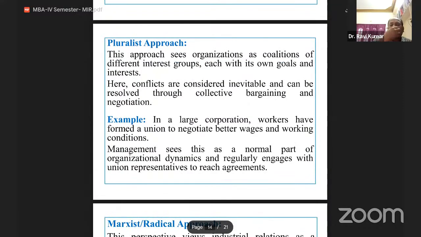And the pluralist approach example: in a large corporation, workers have formed a union to negotiate better wages and working conditions. Management sees this as a normal part of organizational dynamics and regularly engages with union representatives to reach agreements. The workers negotiate their better wages based upon the season, based upon the time, and also working conditions. So that is the pluralist approach, which collides the different interests of the groups.